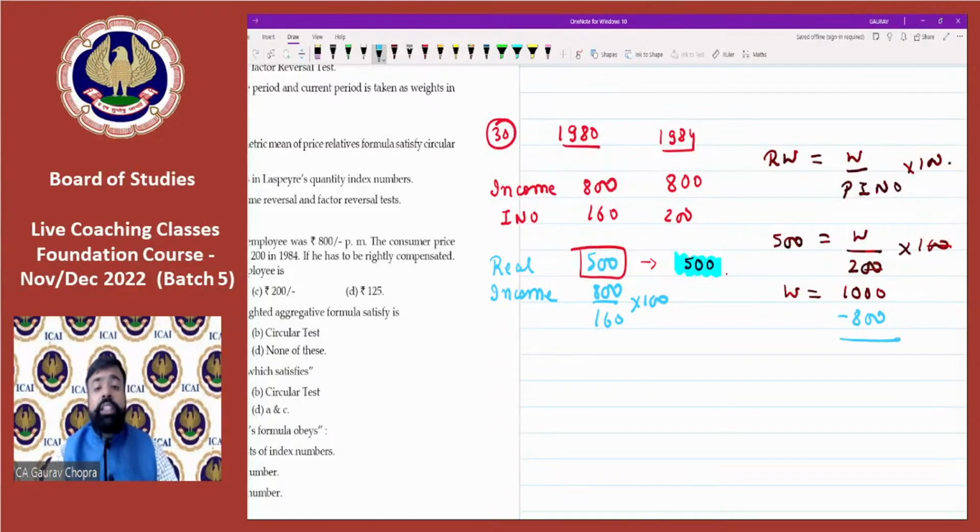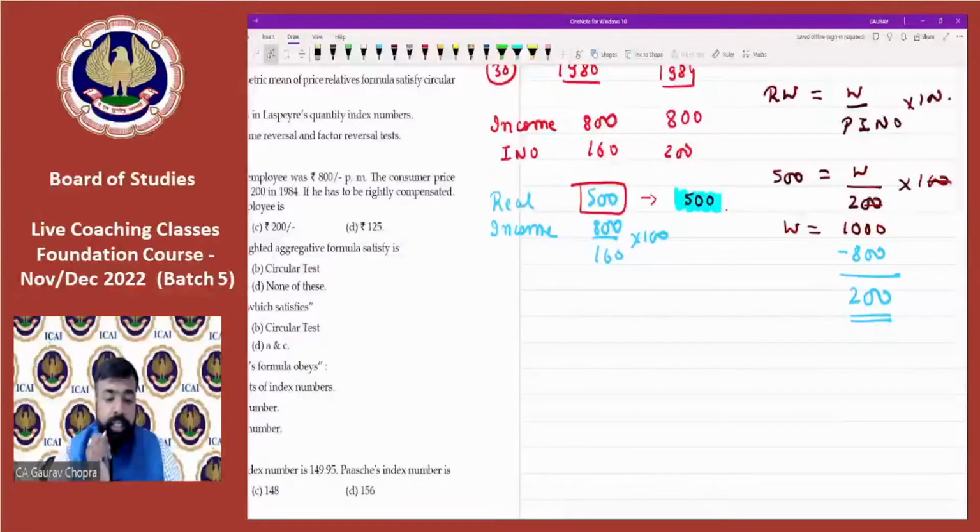Then how much additional amount should be given to him? So we must give 200 additional figure so that he can maintain his standard of living. This was the one way to solve the question, and there is one more way to solve. What is that other way? So we can see that income is same in these 2 years, but index number has increased.